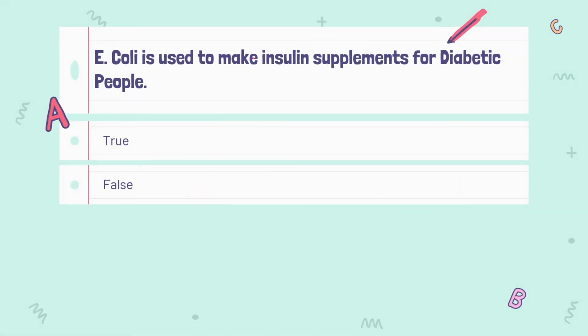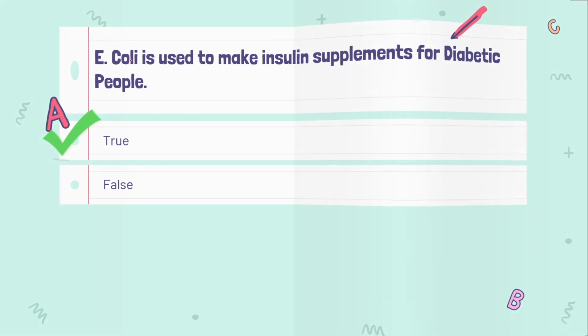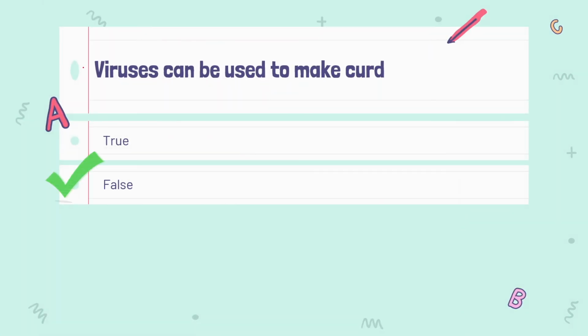Okay, so E. coli is used to make insulin supplements for diabetic people. True. This statement is also important. E. coli helps in destroying disease-causing pathogens, and E. coli is used to make insulin supplements for diabetic people. Right? Uses of E. coli. Viruses can be used to make curd. Of course not. Never.